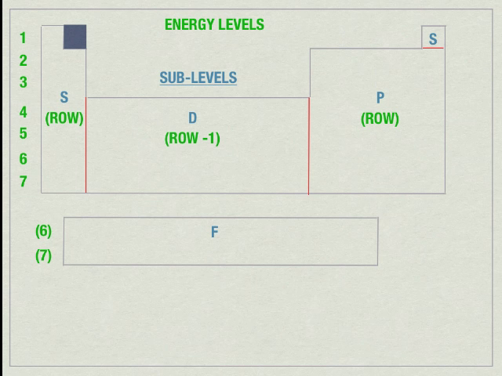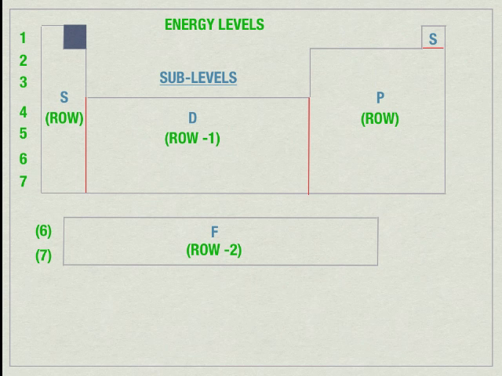The D sublevel, to figure out what energy level that is, you take the row number and subtract 1 from it. So if you find copper on your periodic table, copper is in the 4th row, right? What's the energy level for its D sublevel? It's the 3rd energy level. So copper is technically in the 3D section, because it's in the 4th row, but you subtract 1. So that's energy level 3, and it's in the D.